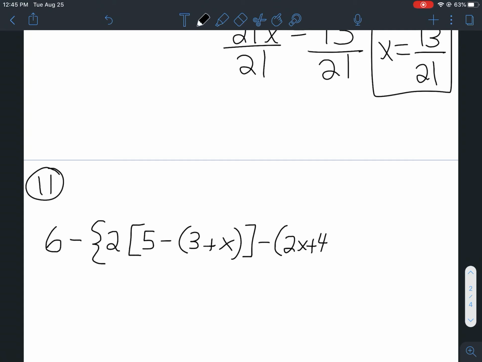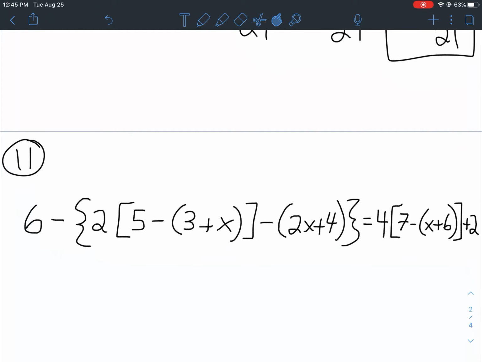parentheses 2x plus 4. And these kind of like squiggly brackets are called braces or set brackets. They're just used when you have 3 types of brackets in the problem. And that's equal to 4 and then a regular bracket, 7 minus parentheses x plus 6, close your parentheses, close your bracket, and add a plus 2 at the end. So you're going to want to write kind of small for this one because it's pretty long.